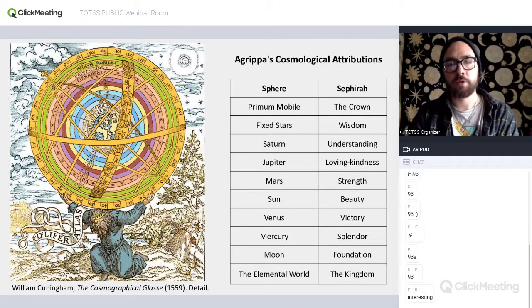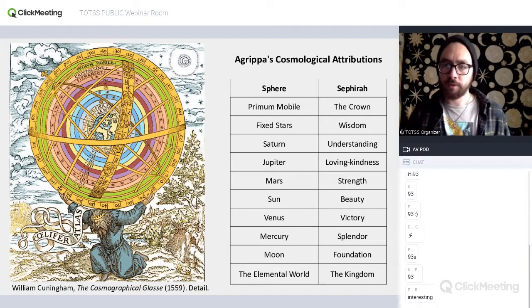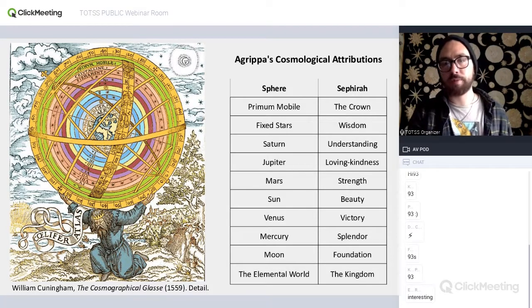So, in Heinrich Cornelius Agrippa's Three Books of Occult Philosophy. Now, the full Tree of Life diagram that we know wasn't really developed until the 17th century. Agrippa's Three Books of Occult Philosophy is published in, I think, 1531 and '32, so a little bit before that, but he does, of course, have the 10 Sephiroth.